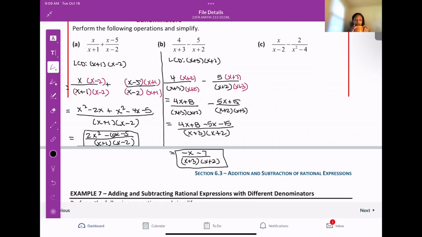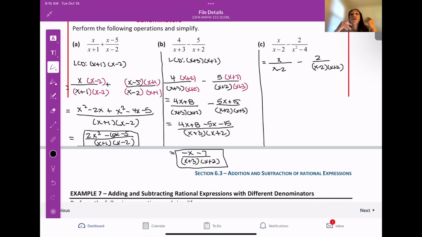Then on to C. This one is a little bit more interesting. For the first two examples that we looked at here, our denominators didn't have any common factors. So the LCD was just the product of the two denominators. In part C, our denominators do have a common factor. We can factor these denominators. We have x over x minus 2, and then minus 2 over x minus 2 times x plus 2.